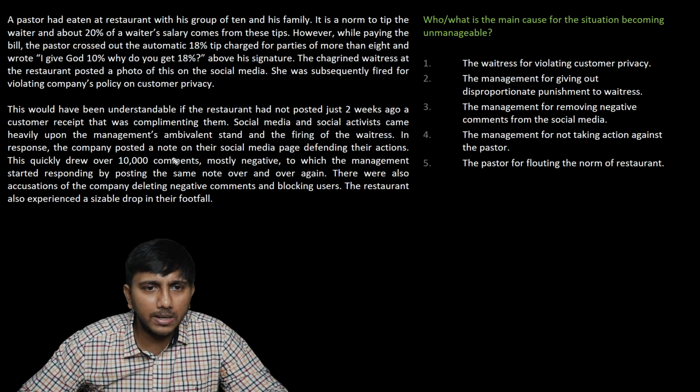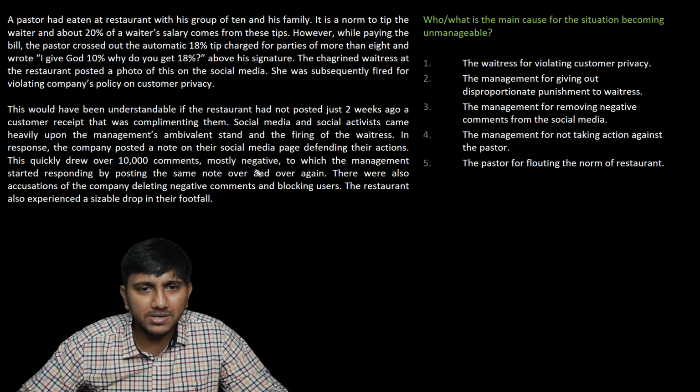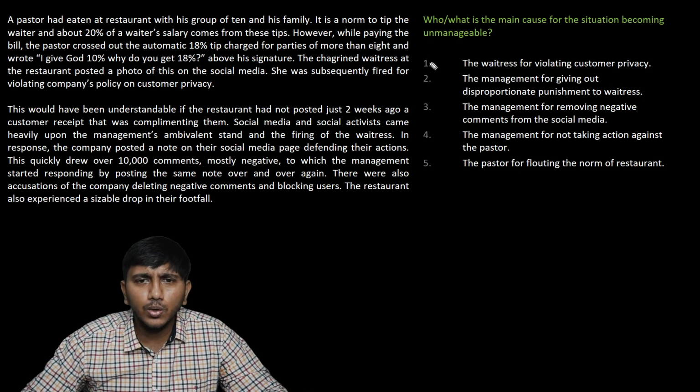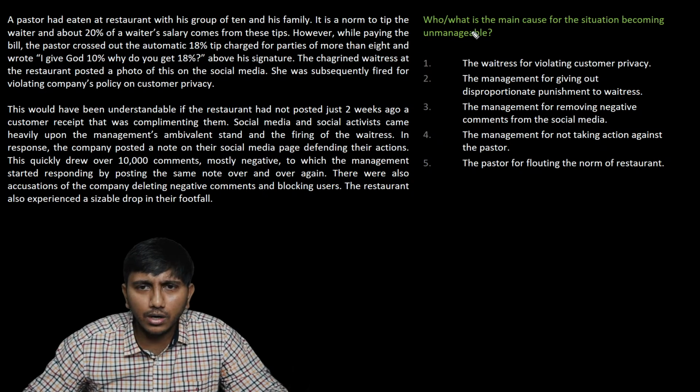In response, the company posted a note on the social media page defending their actions, which quickly drew over 10,000 comments, mostly negative towards the management, and they started responding by posting the same note over and over again. There were also accusations of the company deleting negative comments and blocking users. The restaurant also experienced a sizable drop in the footfall. Okay. Who or what is the main cause for the situation becoming unmanageable?